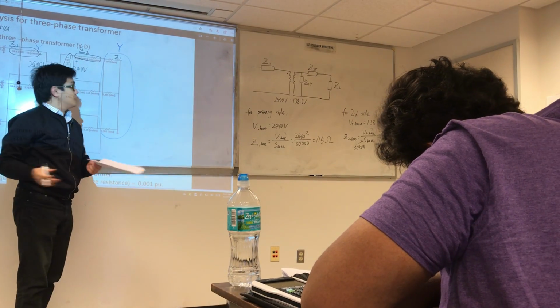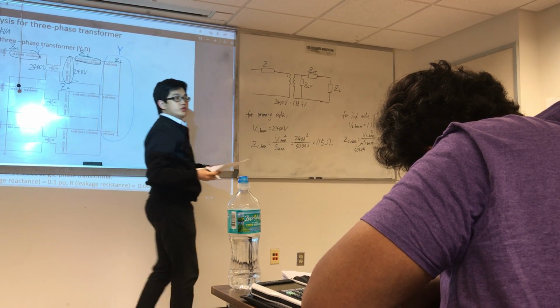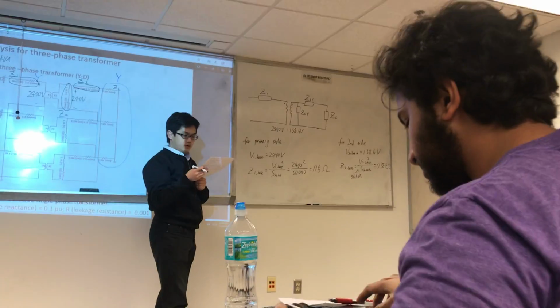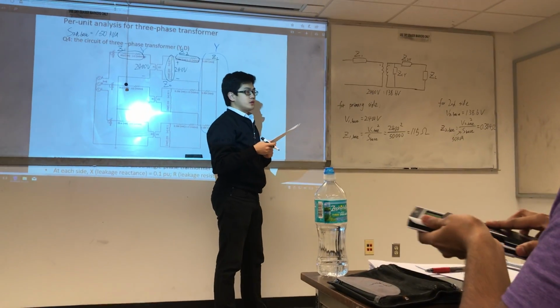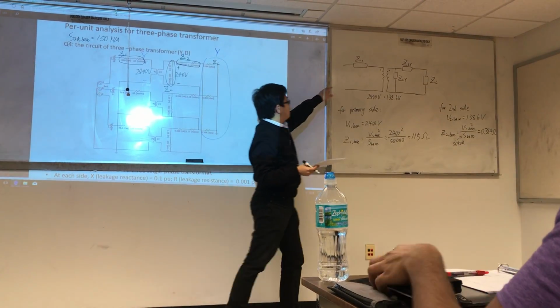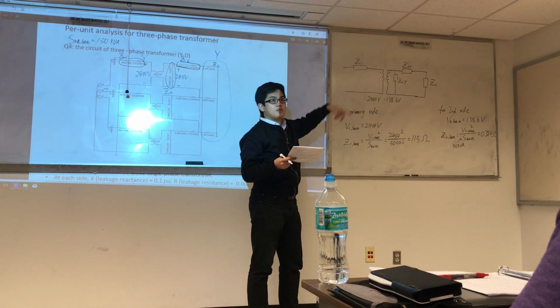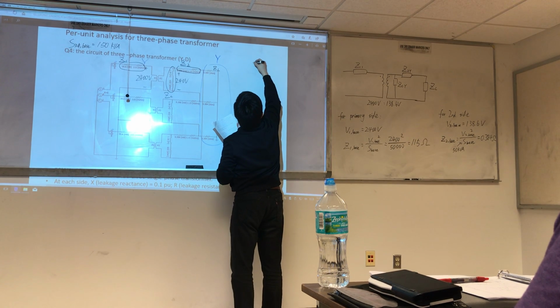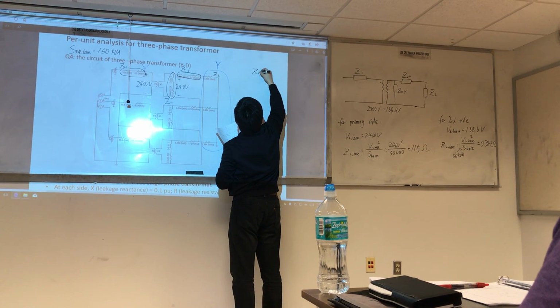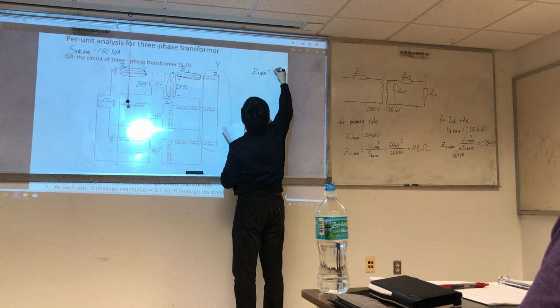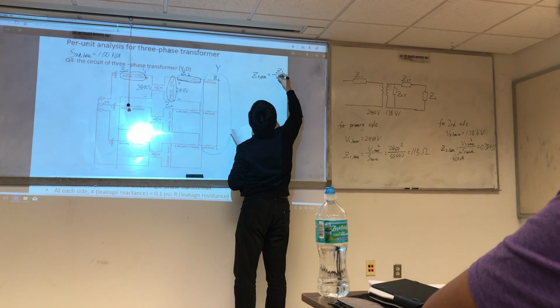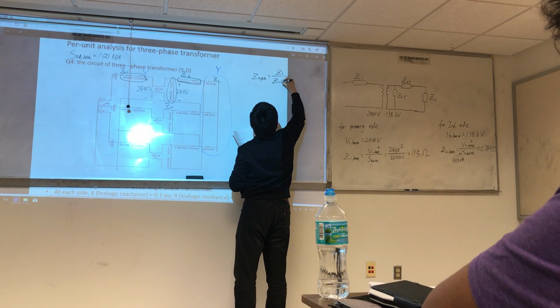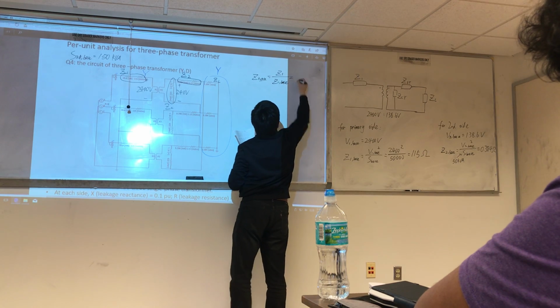Okay, so next thing, we need to draw the per unit single phase circuit. So what we need to do is convert all of the impedances to the per unit value. For Z1 per unit is Z1 divided by Z1 base, right?